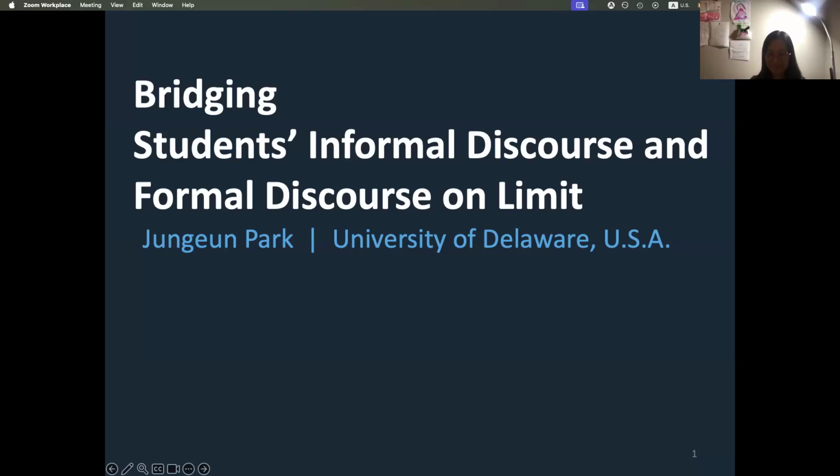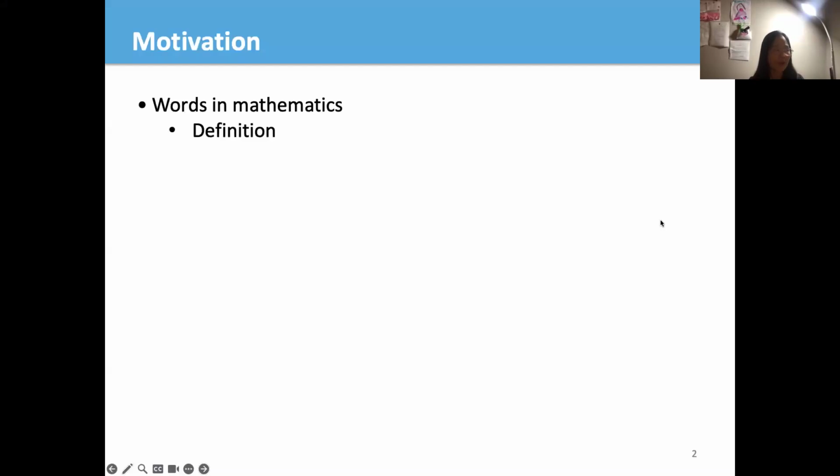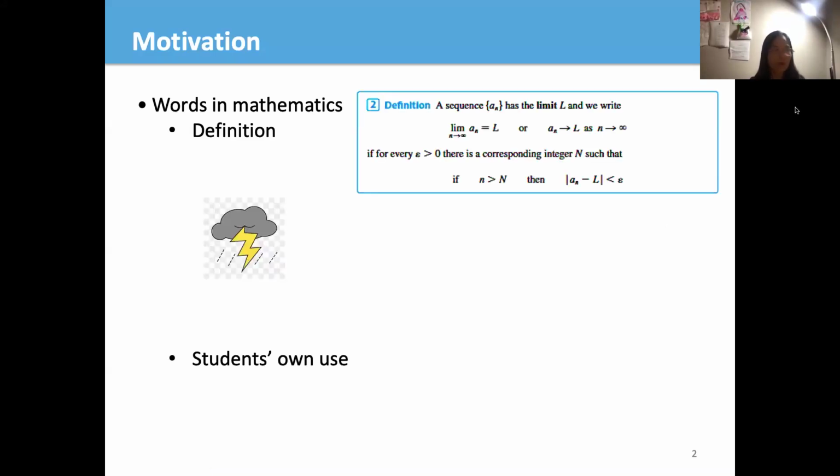in Delaware. So, the motivation of my study comes from the fact that words in mathematics are usually introduced with a definition. But then students usually have their own use of words, and that usually creates conflict. For example, the definition of a sequence that has limit L is introduced as: for every epsilon positive, there is a corresponding integer capital N, such that for small n greater than capital N, the error between a sub n and L is less than epsilon.